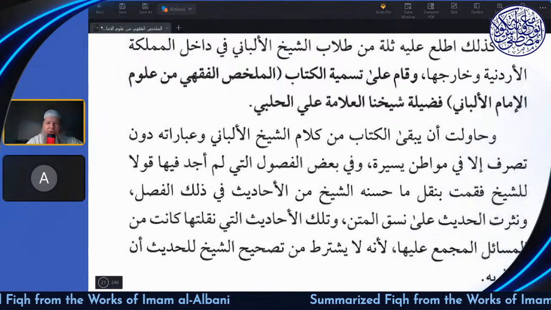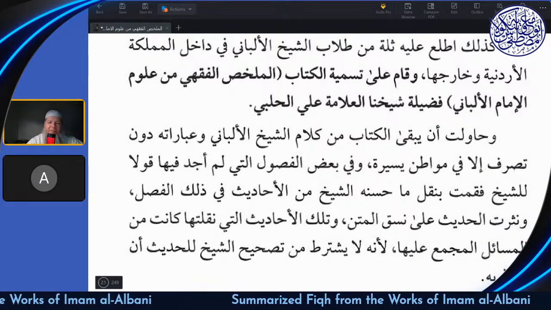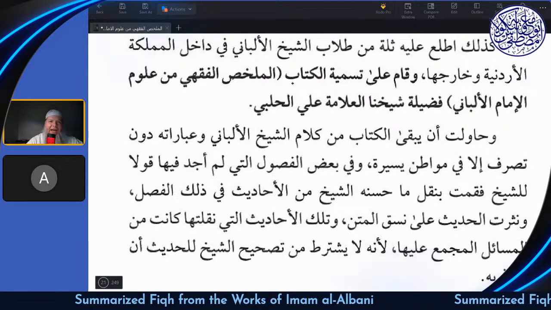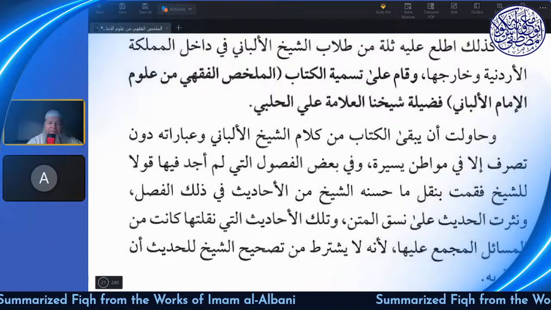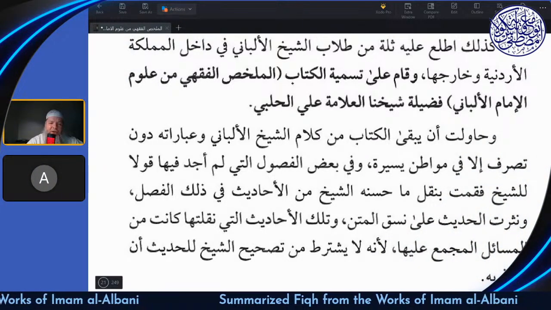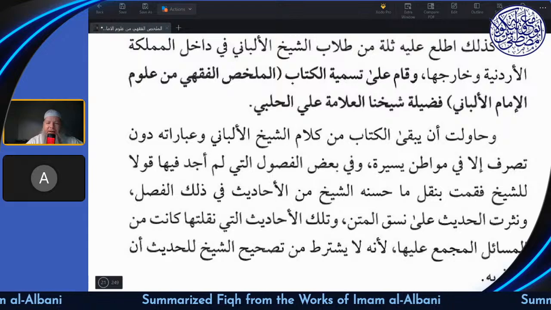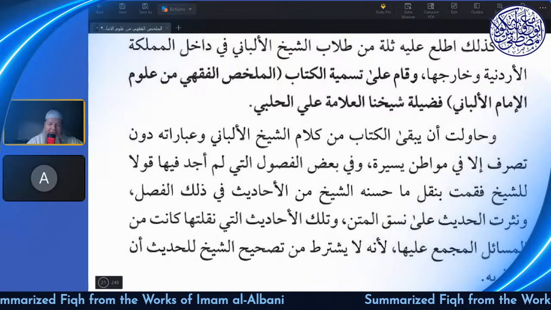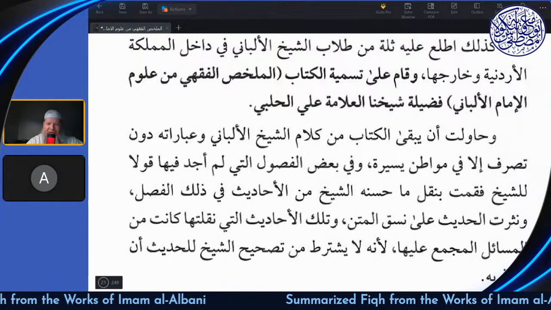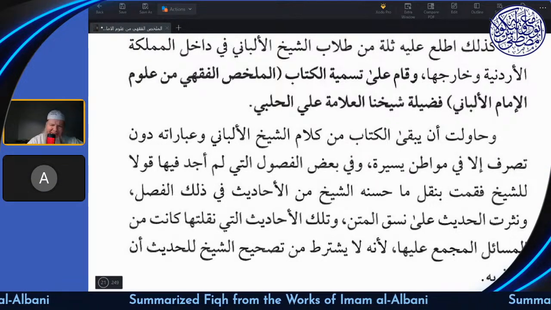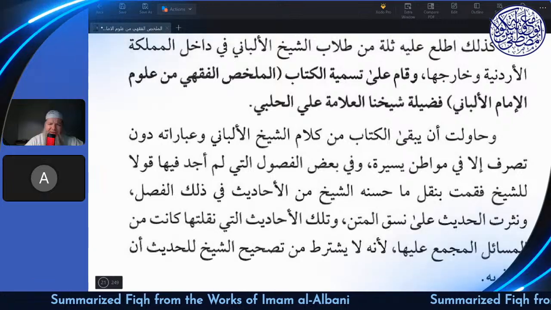Sometimes if you're quoting someone, you might be quoting them from the middle of the sentence. And so you have to add a word or something like this to make it clear. So he tried as hard as he could to keep it strictly with the words of Sheikh Al-Albani, دون التصرف, without any changes or adaptations, إلا في مواطن يسيرة, except for a few places, except for very few places.